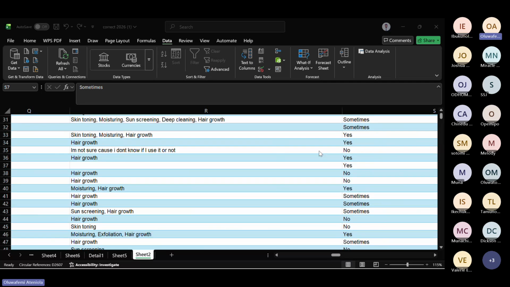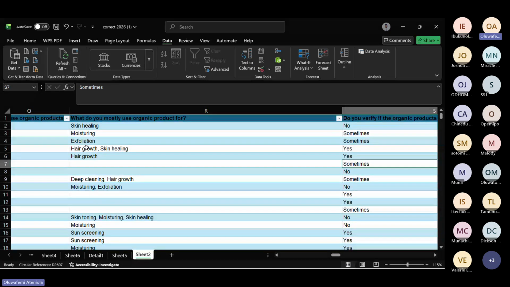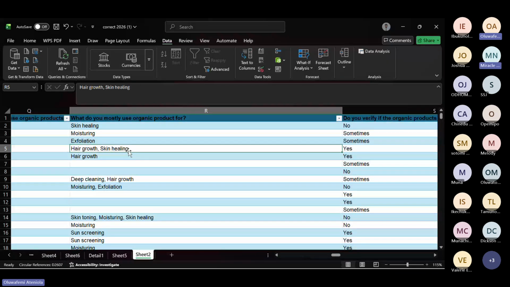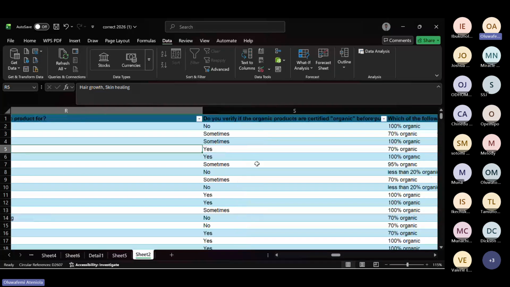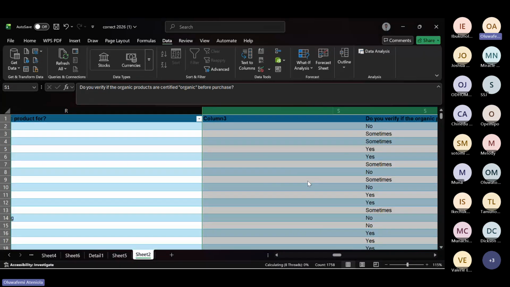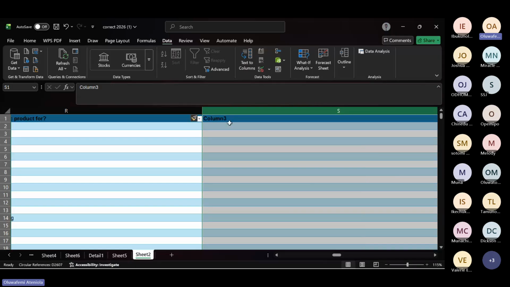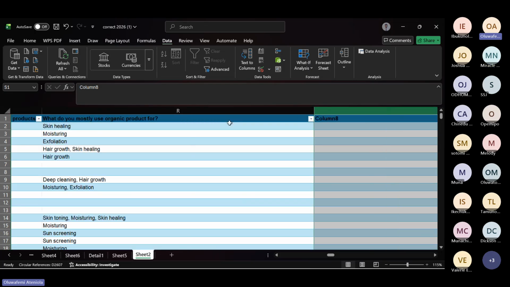Yes, sir. Okay, good. So if you take a look at this, you can see some are saying for health, hair growth, skin healing. You can see people selecting multi-choice answers here. So if I was going to separate all of them, I am going to insert more columns here. So meaning I have inserted a new one now. Control Y is going to repeat that again. Repeat, repeat. So I have multi-columns I've added to the left.